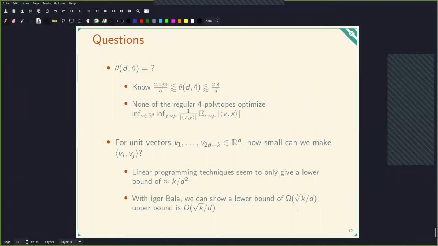So the game here would be to change this cube root of k into a square root of k, which would be interesting. I don't care much about the constants at this point. And that's all I have to say. So let me know if there are any questions.